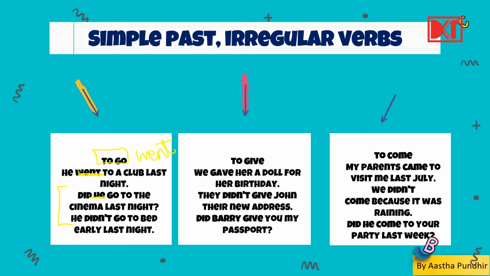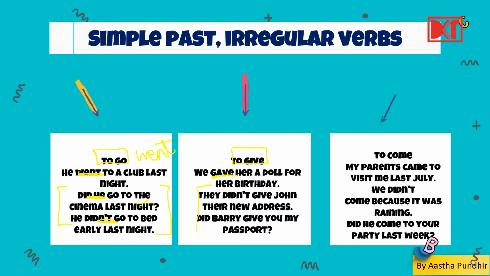The infinitive form. I am stressing on this again and again that you have to really remember this. With did, we will be using the infinitive form. Like, did he go to the cinema last night? So this is the past tense, but did के साथ go, the original form is only used. Then he didn't go to bed early last night. Didn't के साथ the original form. Similarly, for the next one, to give, इसमें the past participle is gave. We gave her a doll for her birthday.